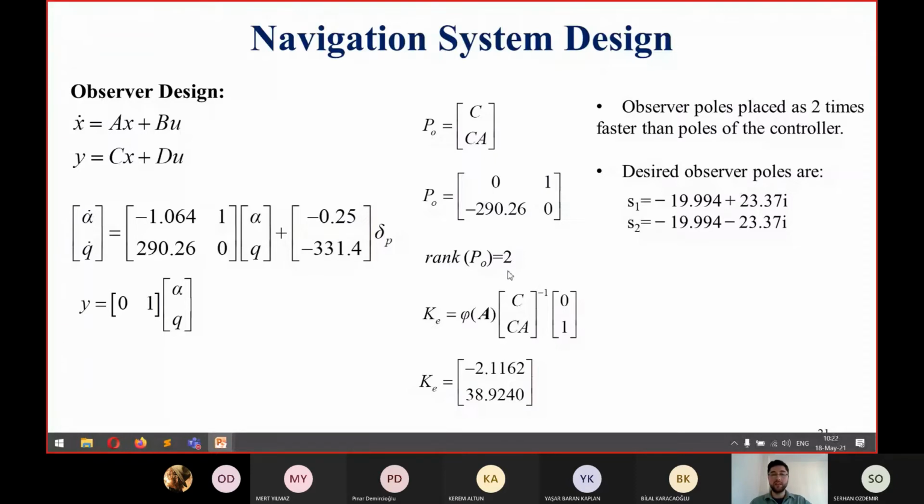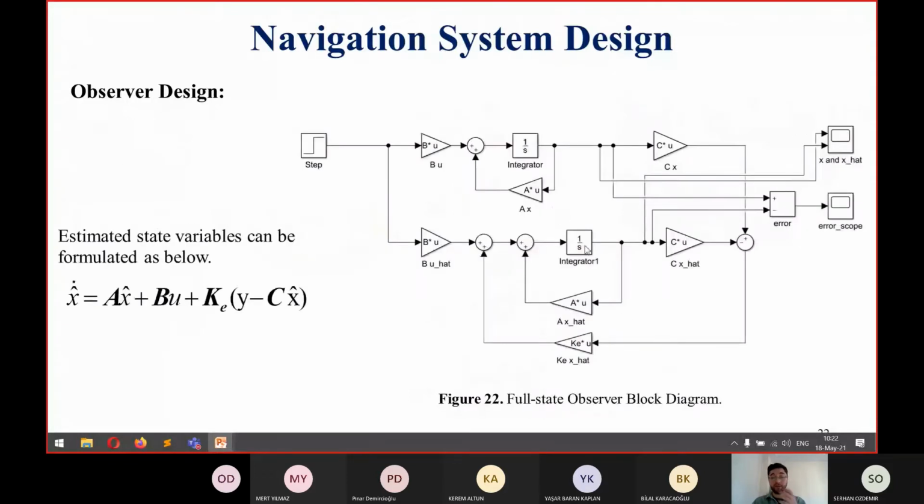As you see, this is again a rank 2 matrix. It means it's completely observable. And I placed observer poles 2 times faster than the controller to converge fast enough. These are the locations of the observer poles, and my observer gain yields this value. And this is my full state observer block diagram. Actually, the observer is a duplicate of the system.